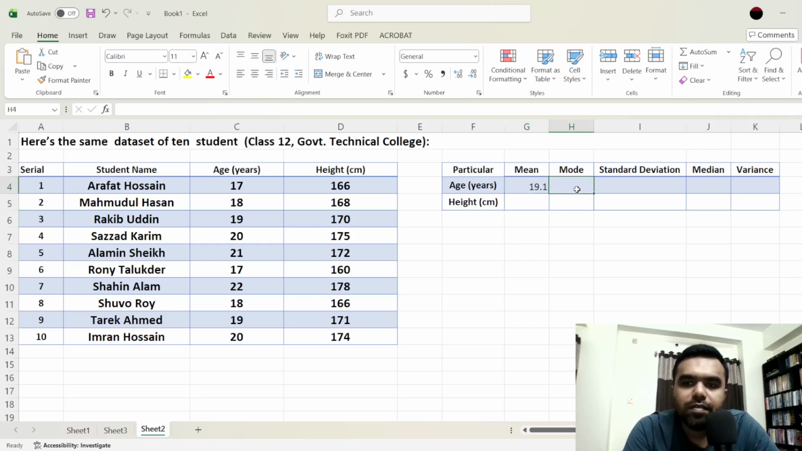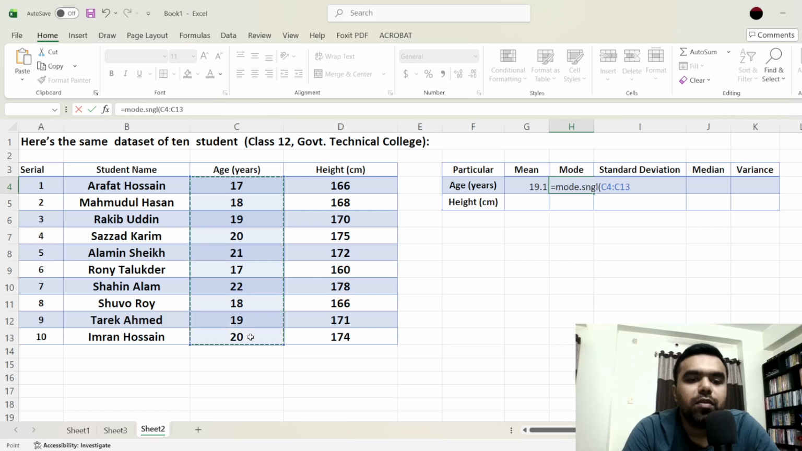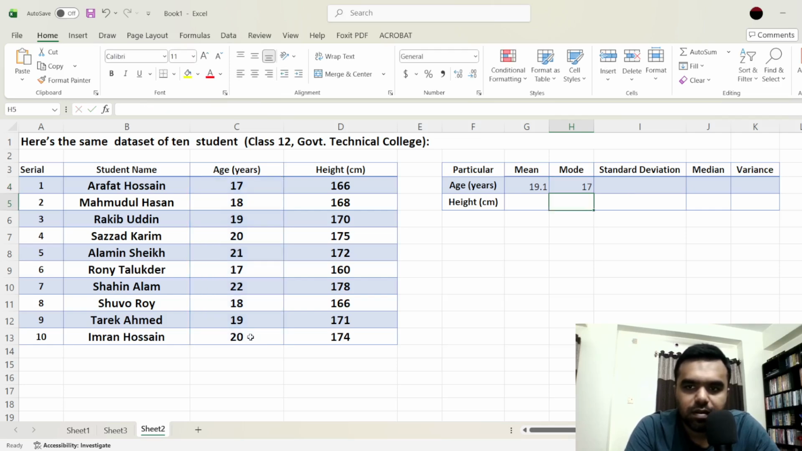And for the mode, we have to write the function MODE.SNGL. That is the single most frequent value we get from this function. Now we select the range from C4 to C13. So 17 is the most frequently occurring value here.